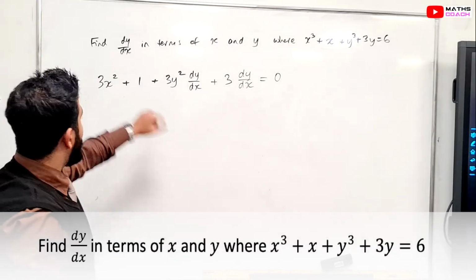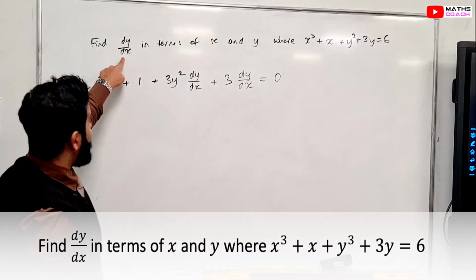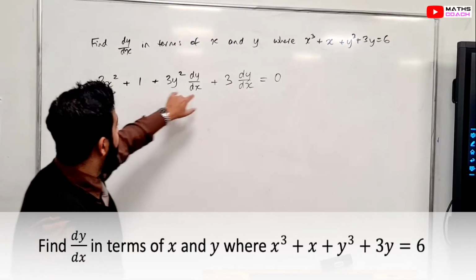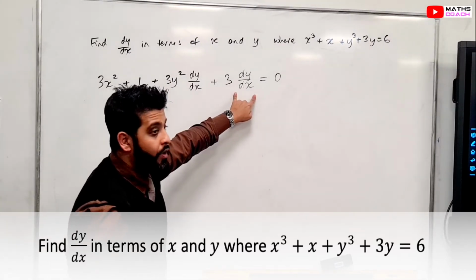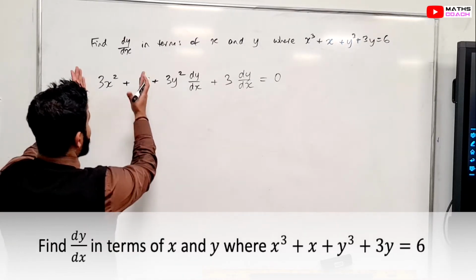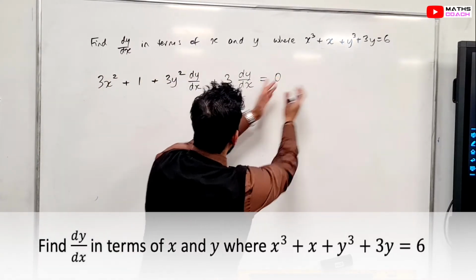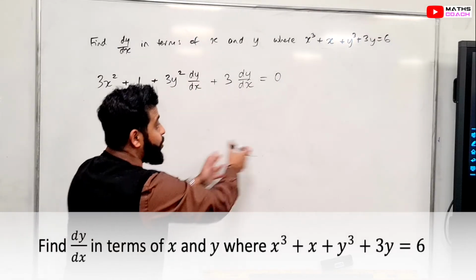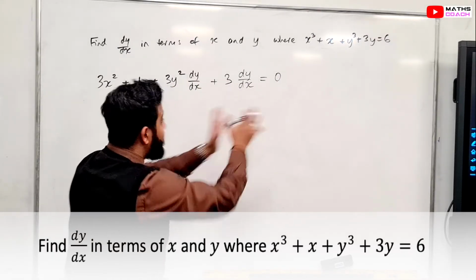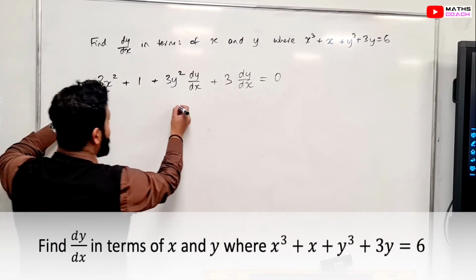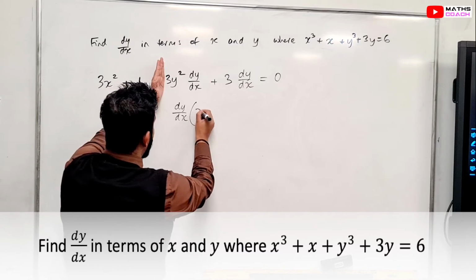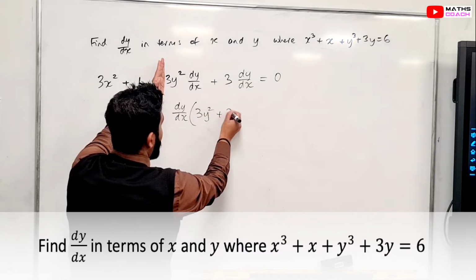Right? Now, the question says find dy over dx in terms of x and y. So we want to make dy over dx the subject. We've got it here, we've got it here. All right? So what we can do is take this over to this side, factorize out the dy over dx, and then we'll have a bracket which we'll take to the other side. Yeah? So what does that look like? Let's factorize out the dy over dx first. So this would become 3y squared plus 3.